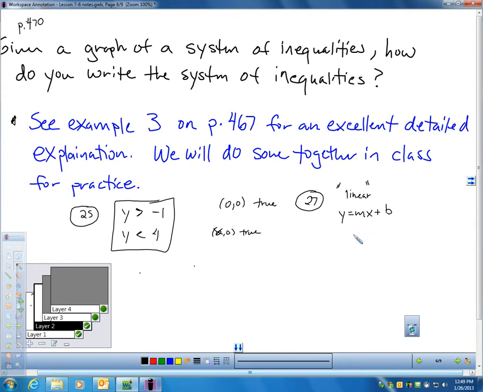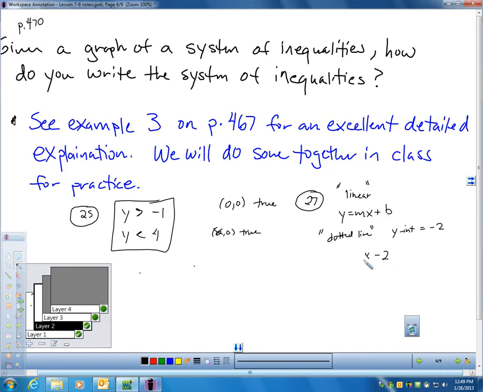So let's talk about the dotted line you see first. I'm going to take a close look at that dotted line, and the first thing I notice is it's crossing through the point 0, -2. Can you see that the y-intercept on the dotted line is -2? It's 2 units down on the y-axis. So I know b for the dotted line is -2.